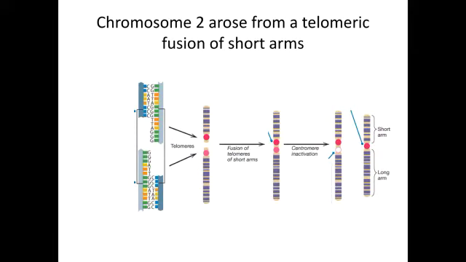Chromosome 2 arose from a telomeric fusion of two short arms. At the DNA sequence level, these would be the telomeres. They came together, and then eventually one of the telomeres had to adopt the function of the centromere, and the other had to lose its centromere function, because if you have two centromeres, the chromosome will get torn asunder. Eventually one of them inactivated and you ended up with a short arm and a long arm, and that's where our chromosome 2 came from.